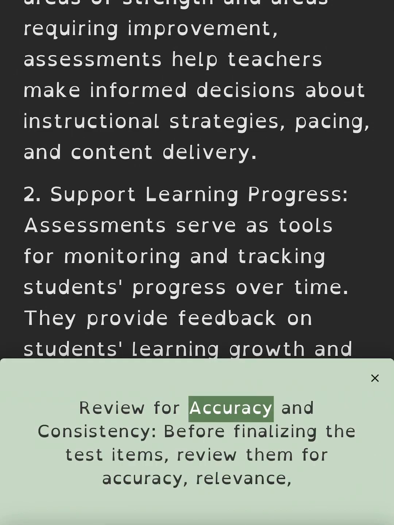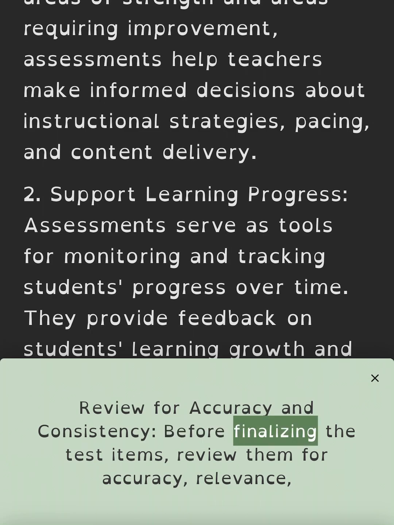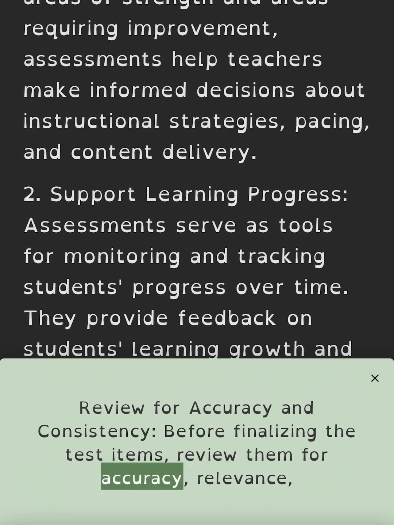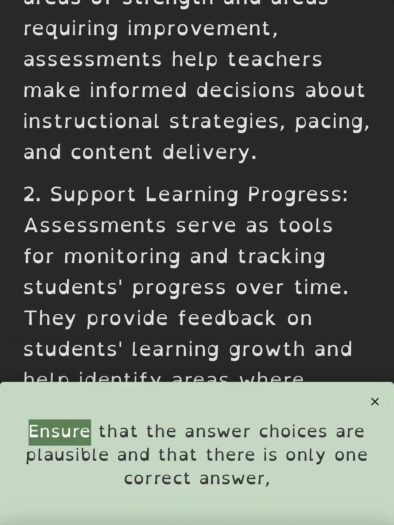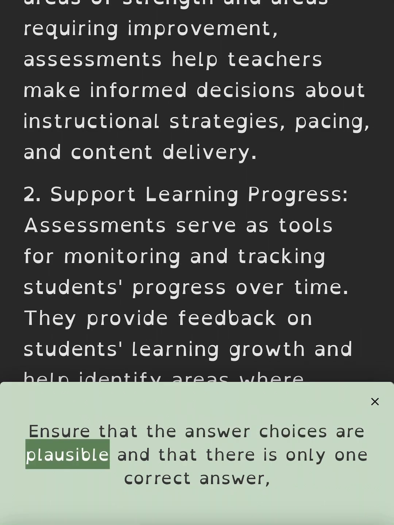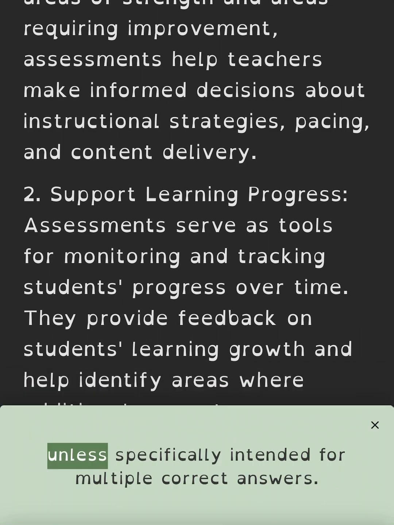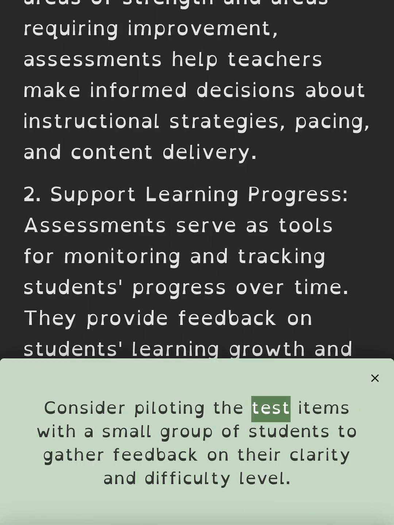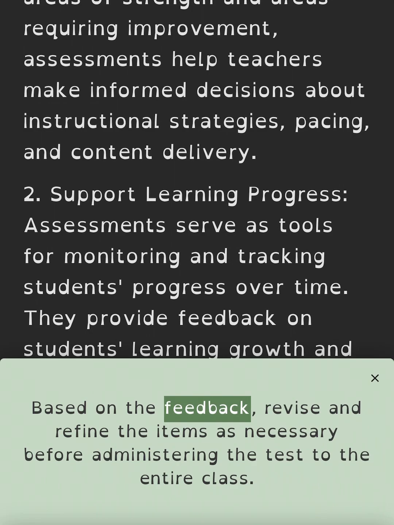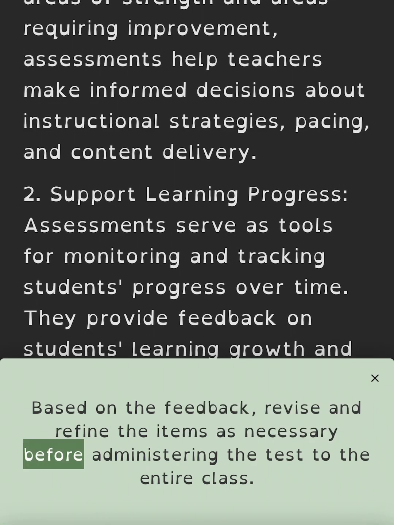9. Review for accuracy and consistency. Before finalizing the test items, review them for accuracy, relevance, and consistency with the learning objectives. Ensure that the answer choices are plausible and that there is only one correct answer, unless specifically intended for multiple correct answers. 10. Pilot test and revise. Consider piloting the test items with a small group of students to gather feedback on their clarity and difficulty level. Based on the feedback, revise and refine the items as necessary before administering the test to the entire class.